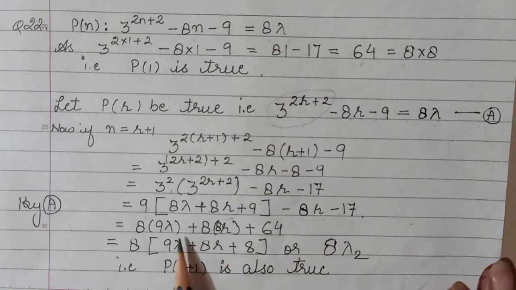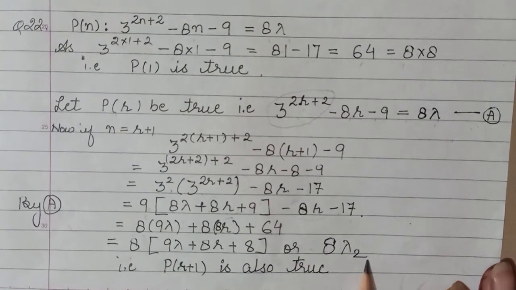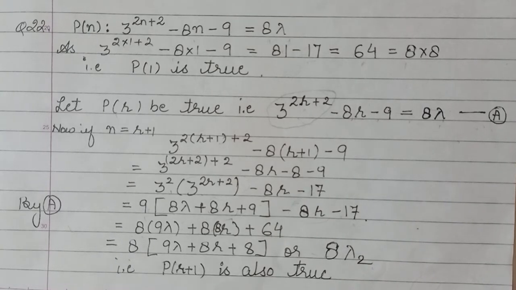So whatever it is, at the end of it we have managed to get 8 out. We have shown the form 8 into something. Hence P(R plus 1) will be true. So for all natural numbers, it is true.